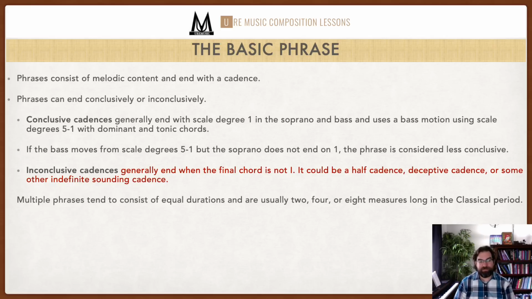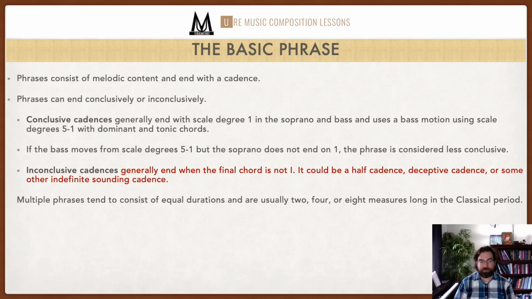So if the bass moves from scale degrees 5 to 1, but the soprano does not end on 1, like the chord progression I just played, we consider the phrase to be less conclusive. An inconclusive cadence means generally the final chord is not 1. It could be a half cadence, a deceptive cadence, or some other indefinite sounding cadence.